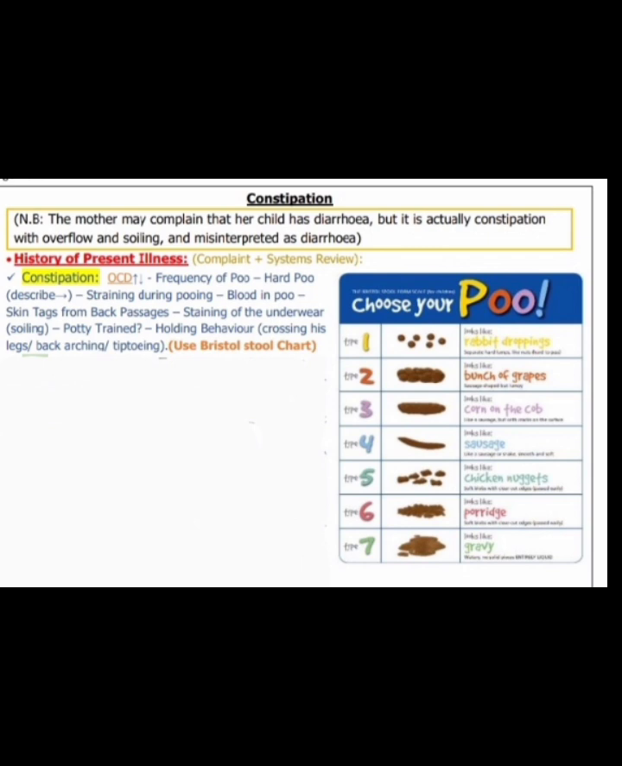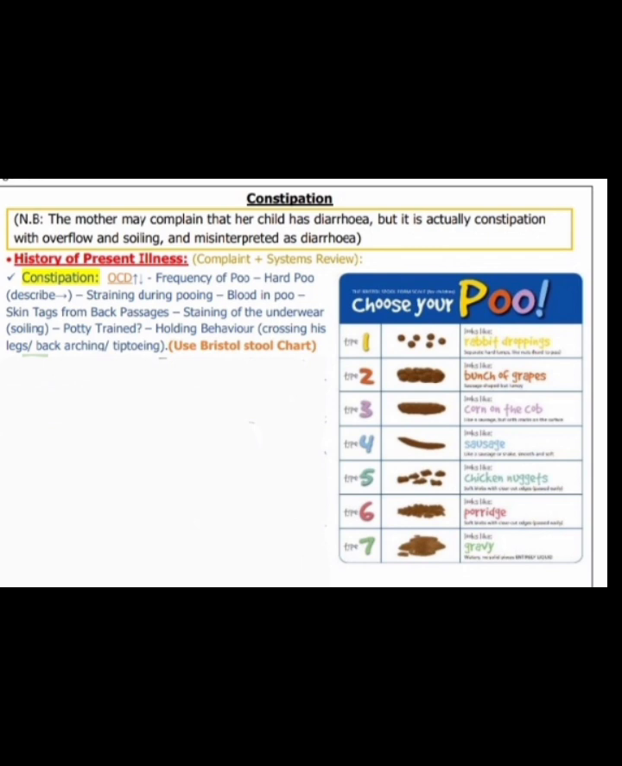The chief complaints are like onset, course and duration, what makes it better and what makes it worse. So when it started, how long suffering, frequency of the poo, hard poo, describe me the poo. From the Bristol chart we take the help. Then straining during poo, blood in the poo, skin tags from back passage, soiling of the underwear, swelling, potty trained or not, holding behavior like crossing his legs, back arching and tiptoeing.